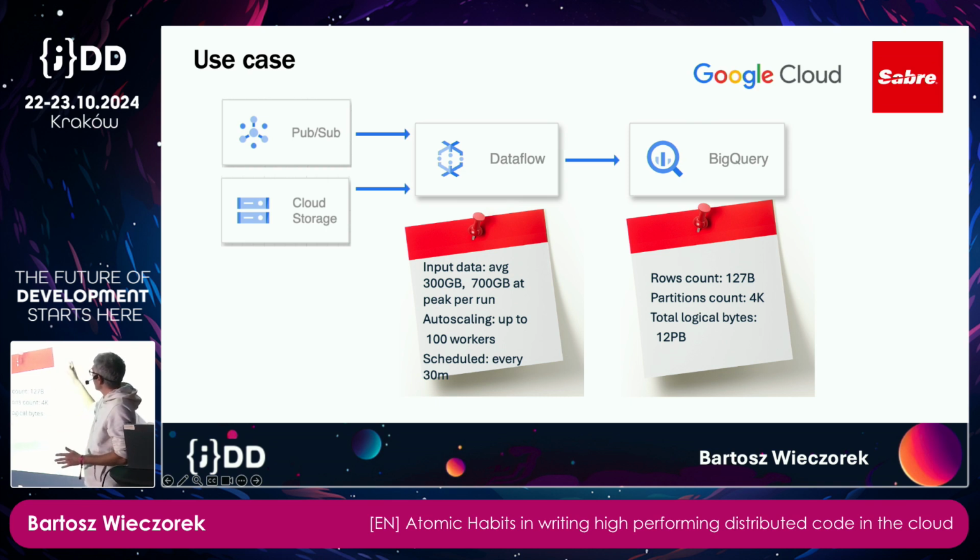And in our analytical data storage, which is BigQuery, we are on GCP at Sabre, we have 12 petabytes of logical bytes of data and 127 billion records in that one specific table for the project we did the optimization. We are getting the data from Google PubSub, which is like a queue, and sometimes we process the data also from Google Cloud Storage, which is like a remote persistent storage.